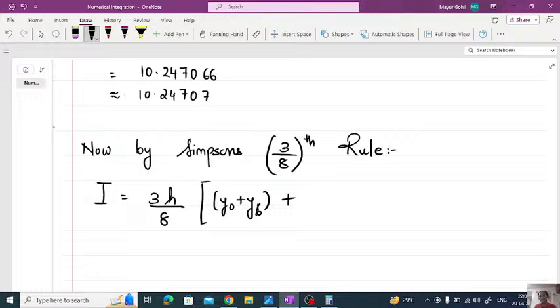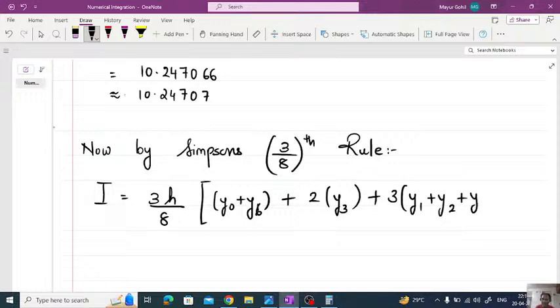of 3. Now see, if we are having only one multiple of 3, there is nothing much here: 2 into y3. Now you cannot have y6 because y6 is already used, and then the remaining ones. So here it is going to be 3 times the remaining ones: y1 plus y2, y3 is gone, y4 and y5. So when you do this you will get your answer.